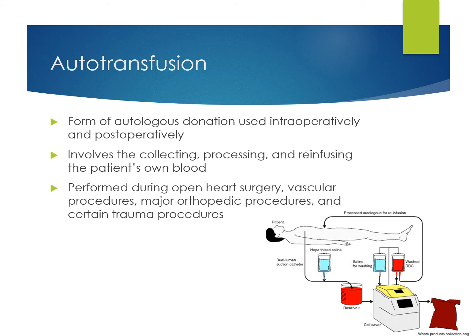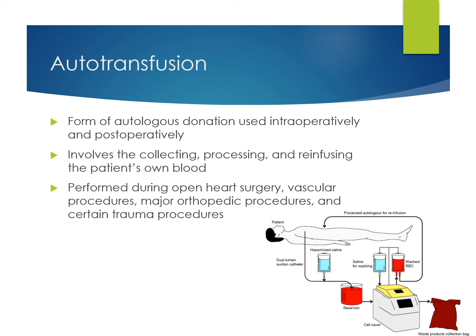If you look at this picture here, this is what's called a cell saver machine. Also in your textbook, figure 11-18 will have it in there as well. These are used for autotransfusion, so it's used intraoperatively and post-op. It involves collecting the patient's blood, processing it, and re-infusing it into the patient. It's used a lot during open heart surgery, vascular procedures, some major orthopedic procedures, and some trauma.